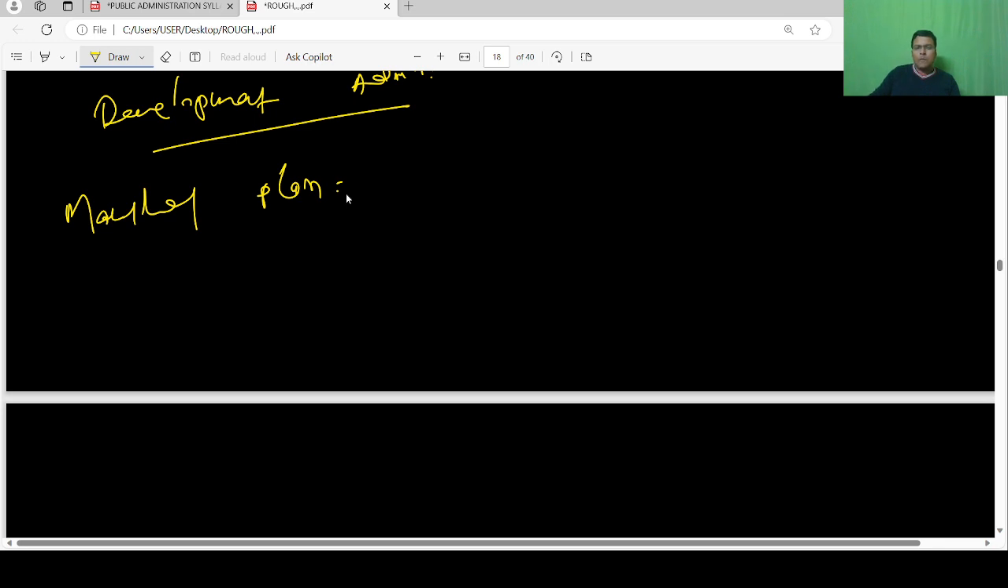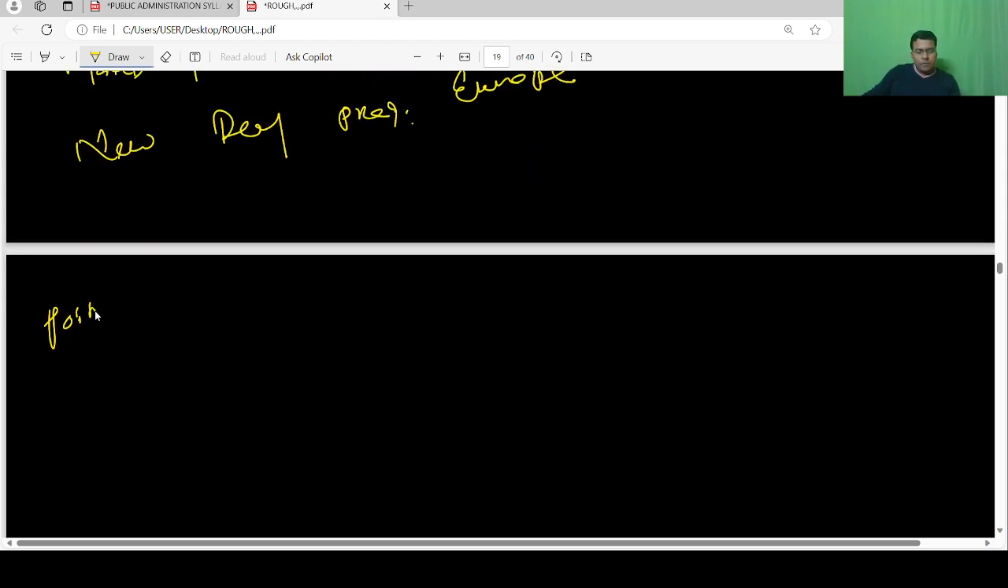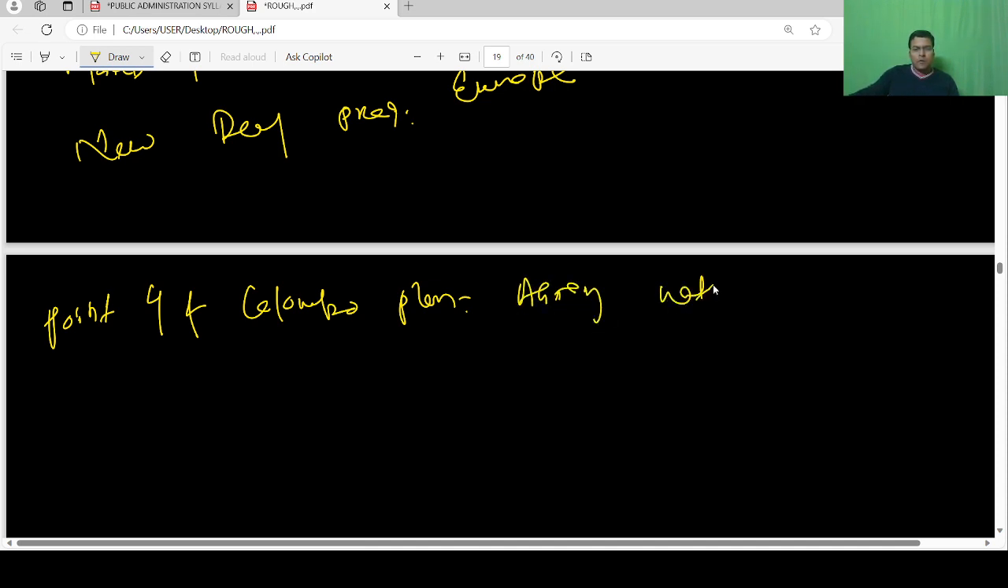Marshall Plan, New Deal program. The Marshall Plan was for the reconstruction of Europe, and the New Deal program was for the USA's economic revival. And Point 4, the Colombo Plan, which covers Asian nations.